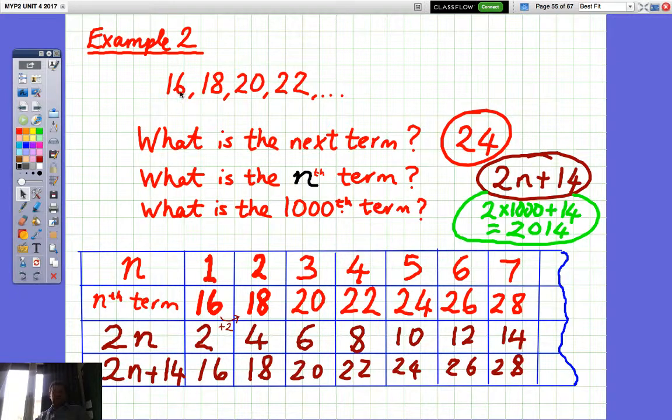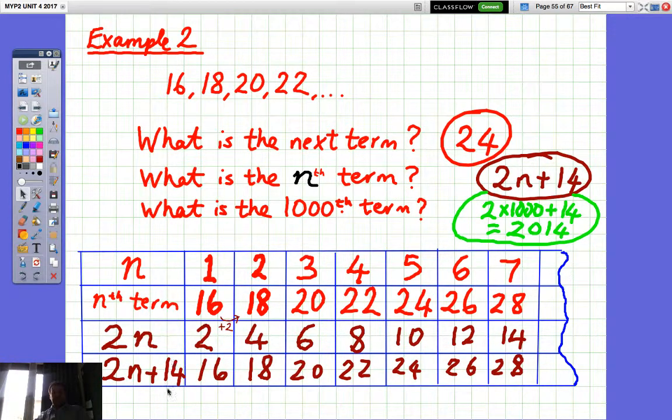So here's another example, 16, 18, 20, 22. The numbers go up by 2 every time, so that gives us a clue that the rule has got 2n in it. Okay, so these are the n's, the position in the sequence, 1, 2, 3, 4, 5, 6, 7. These are the terms we want, 16, 18, 20, 22, and so on. So if we just do 2 times n as the rule, because it goes up by 2 every time, we only get 2, 4, 6, 8, 10, 12, 14. The numbers we want are 14 higher than that, so our actual rule is to take that and add 14.